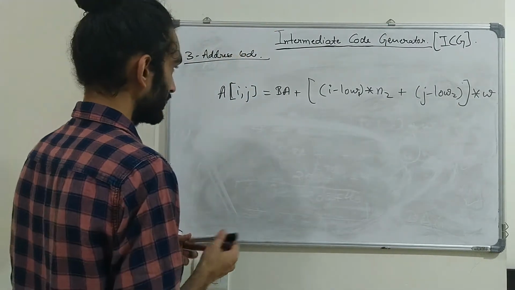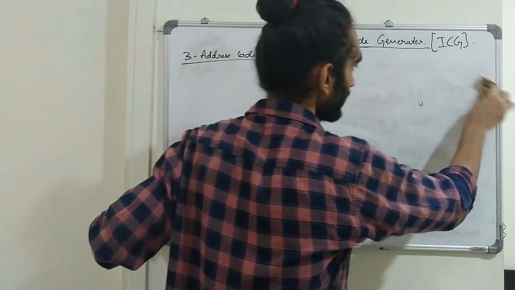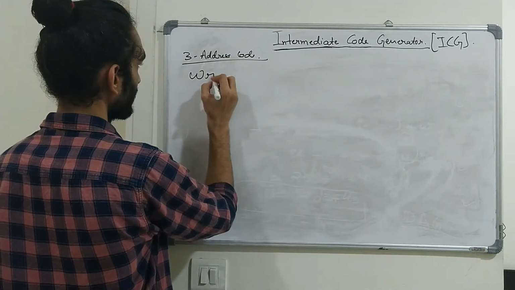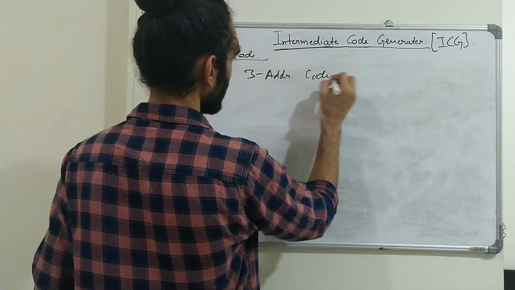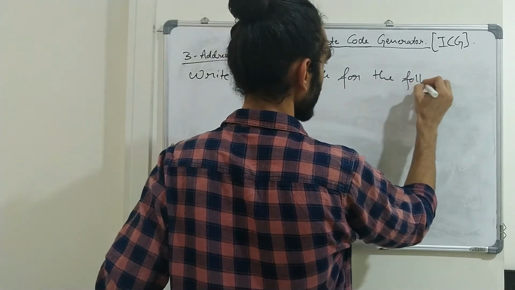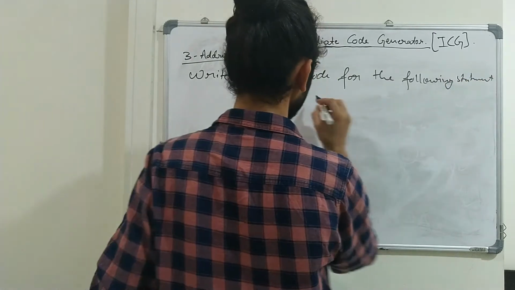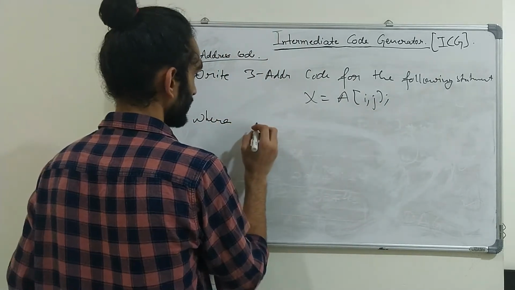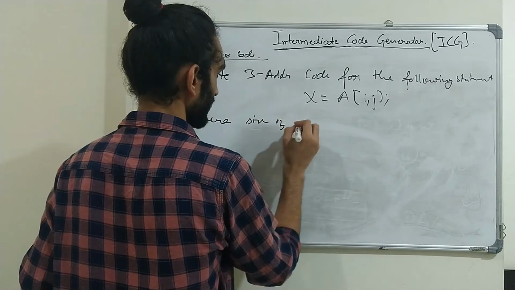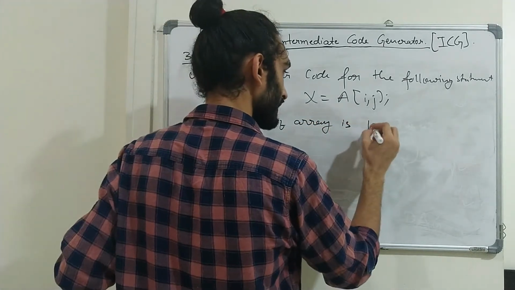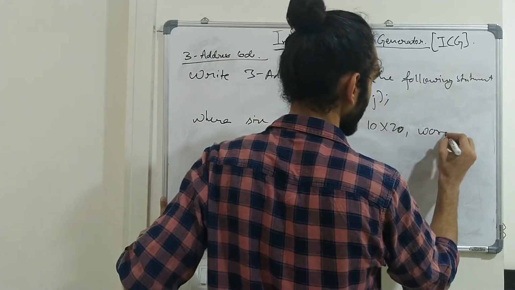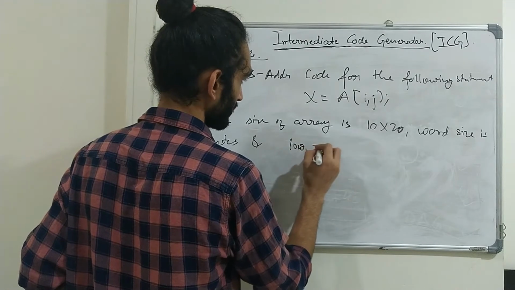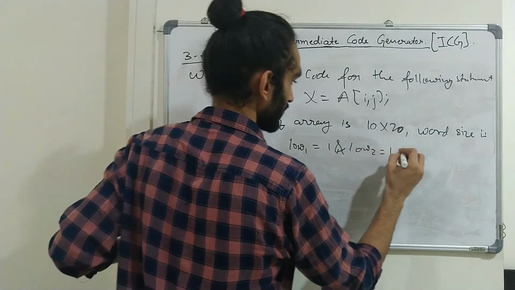Now let's try a question. Write 3-address code for the following statement: x equals A[i, j], where the size of the array is, say, 10 into 20, word size is 4 bytes, and low1 is equal to, suppose, 1, and low2 is also supposed to be 1, right?